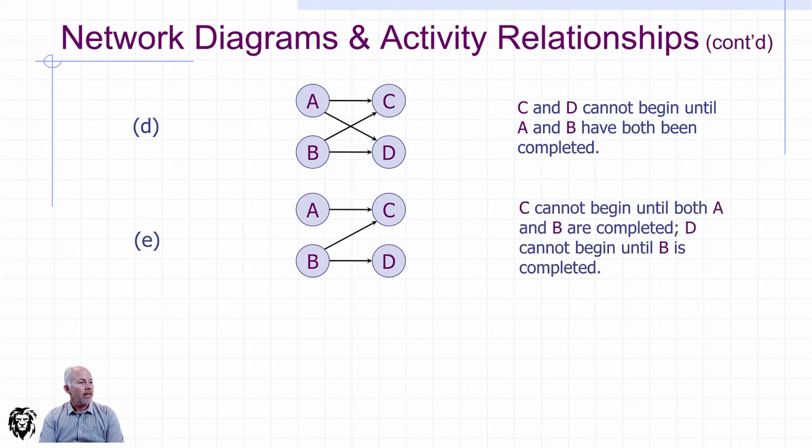Now, if D was only constrained by B being complete before it started, so we would get rid of one of those arrows, the network diagram would simplify a little bit down to what we see there.